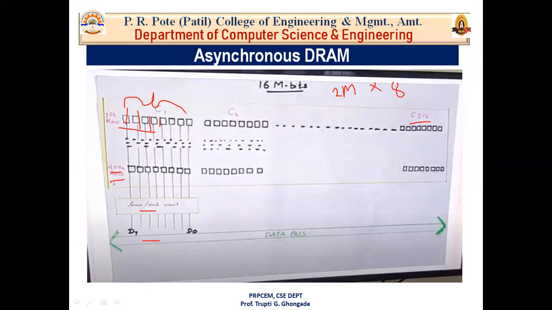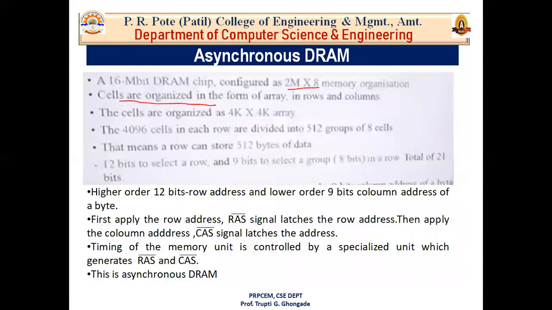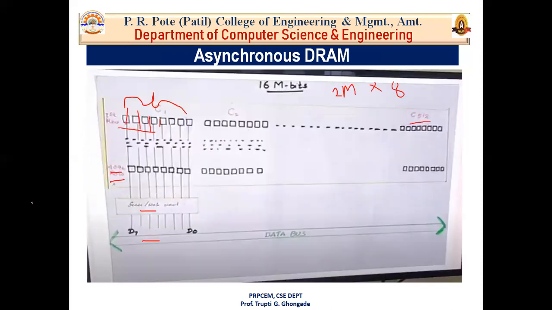A given DRAM chip has a 16 megabit capacity. So it has 4096 rows and 512 columns, and each column consists of 8 bits of data, and this data is given to the sense and write circuit. So D0 to D7, that means 8 bit lines are passed to this data bus.